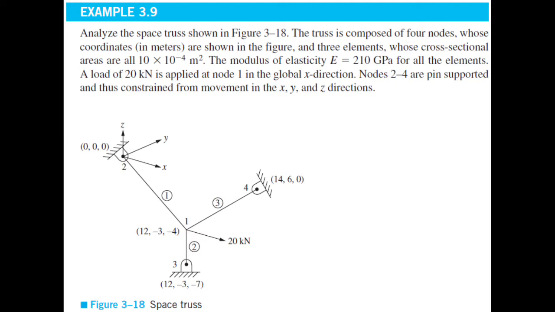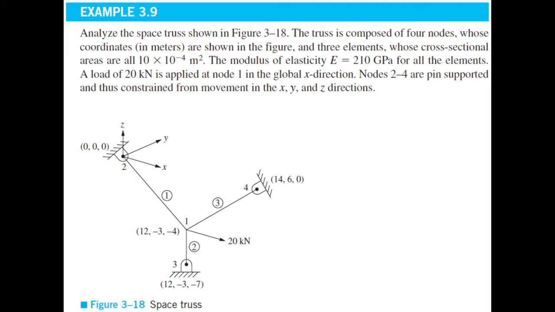And we got 3 elements with all the same cross-sectional area of 10 times 10 to the negative 4 meters squared. They give us the elasticity. They give us a force of 20,000 at node 1 in the x direction. And they also tell us that nodes 2 through 4 are pin supported. So they're all fixed in the x, y, and z direction.